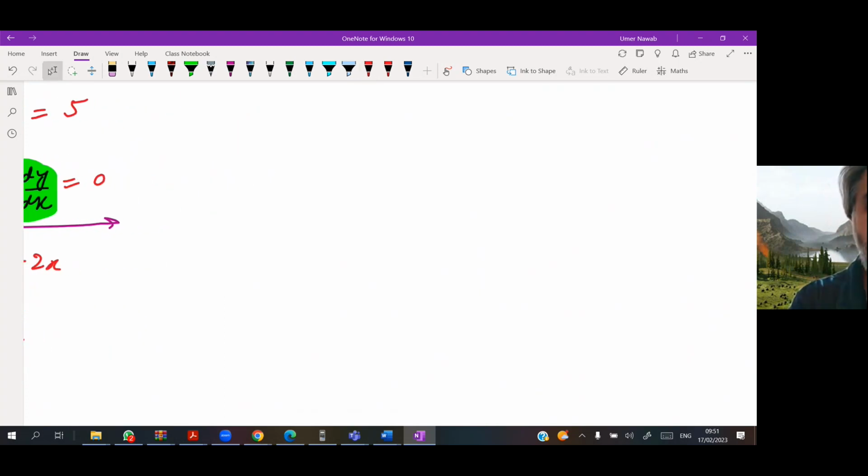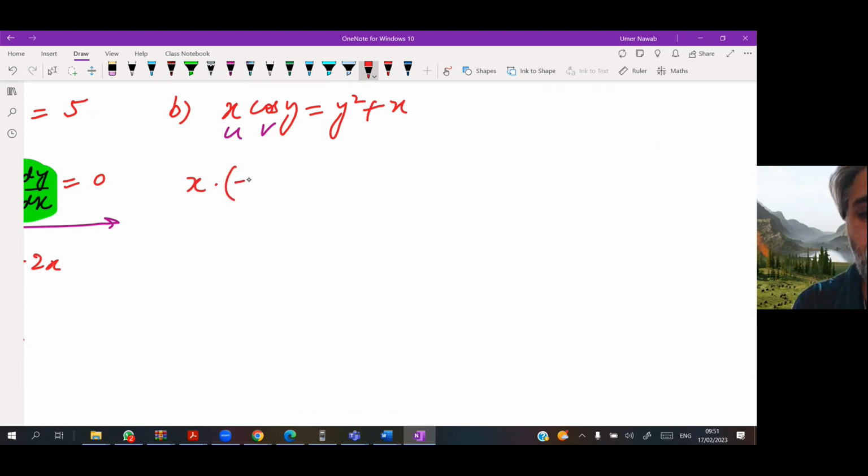B part, x cosine of y is equal to y squared plus x. Now here you can see we have a UV method. You need to apply the product rule. So leave x, the derivative of cosine of y is minus sine of y. The further derivative of y is dy by dx.